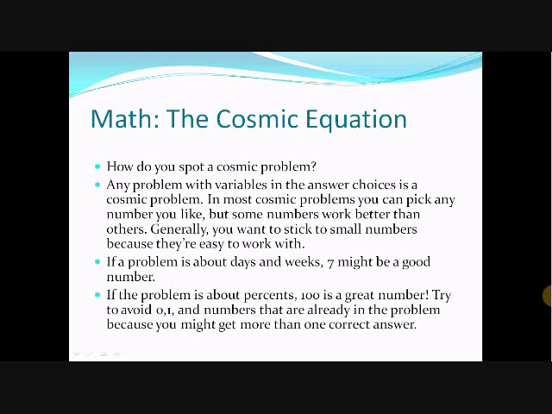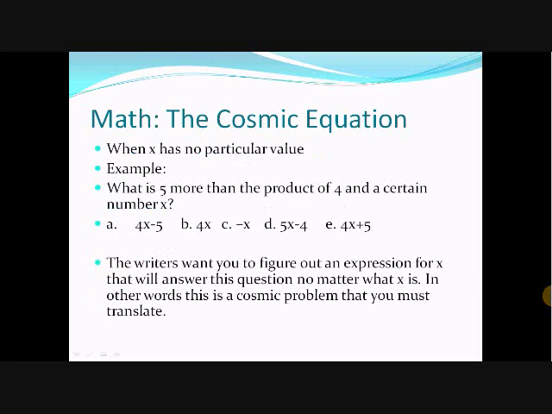As an example, if a problem is about days and weeks, 7 might be a good number. If the problem is about percentages, 100 is always a good number to use. And try to avoid 0, 1, and numbers that are already in the problem because you might get more than one correct answer. Here's an example of a problem where x has no particular value.